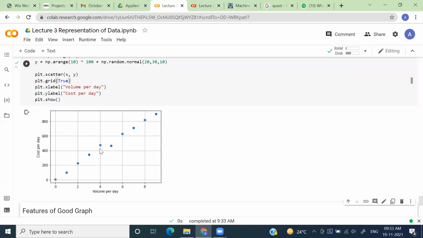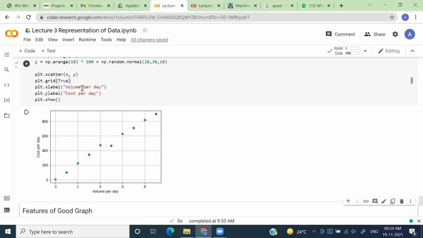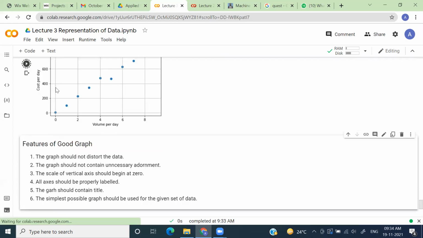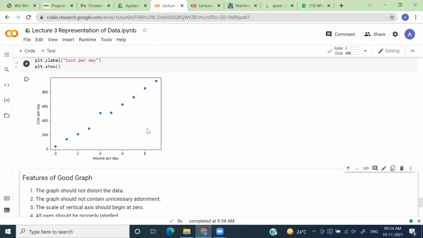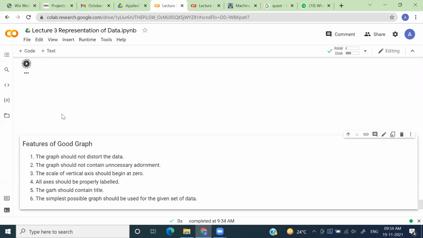Now you see that this point has x axis 4, and y is somewhere between 400 and 420, right? So it's just a reference. She was asking, why did you mention true in it? Is it a function name, or is it just an argument? True means I want these lines. If I write false here, you'll not find those lines. Yeah, got it.